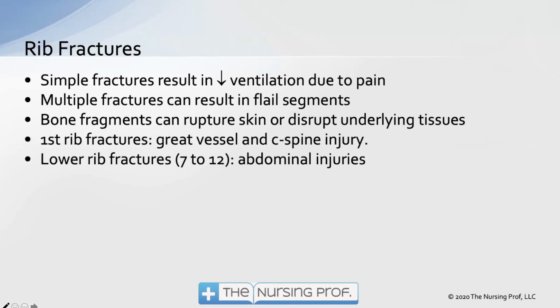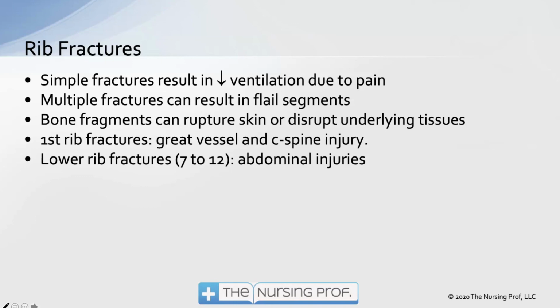Rib fractures. We have simple rib fractures. That's just one rib that's fractured, maybe even two ribs that are fractured in one place. Not a big deal, except we have decrease in ventilation. Most of the time, it's just due to pain. The rest of the ribs can move the lung tissue fine. We don't have any problems in moving the lung, but the problem is that the patient doesn't want to take deep breaths because they have this broken rib that hurts.